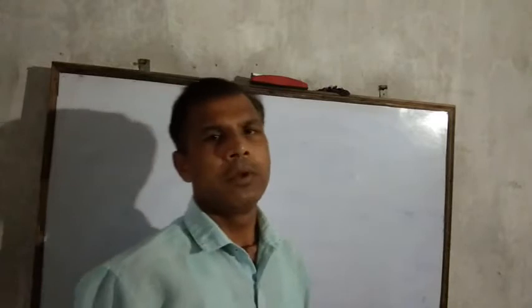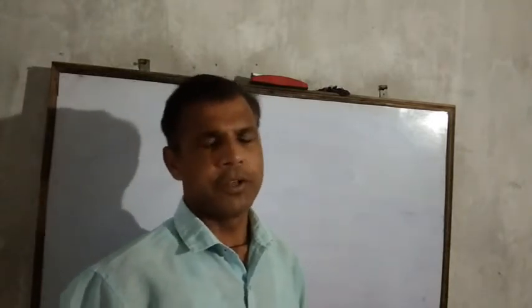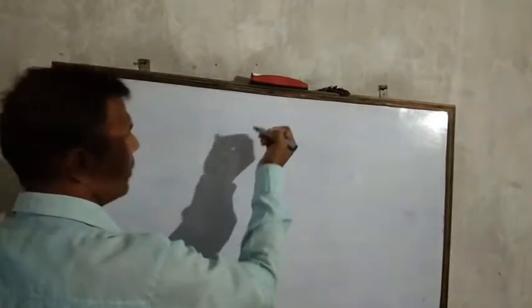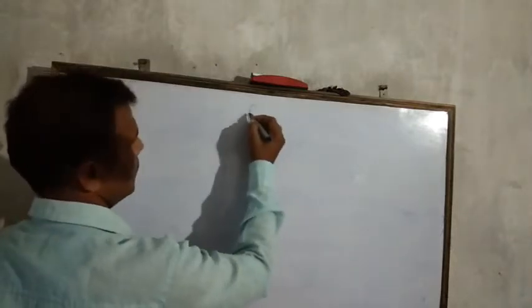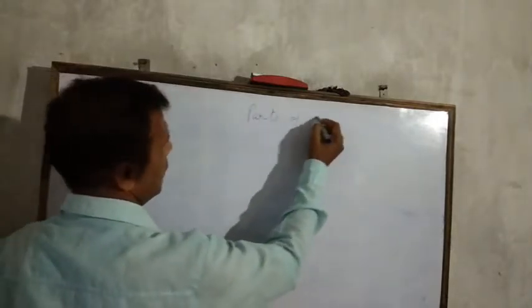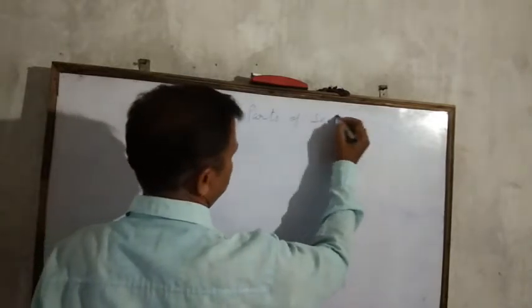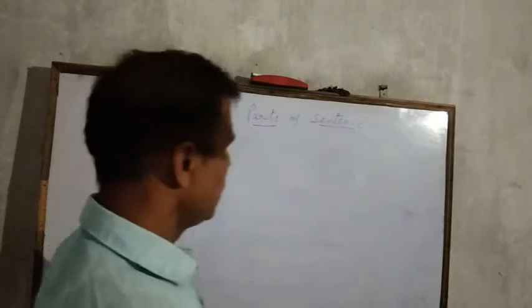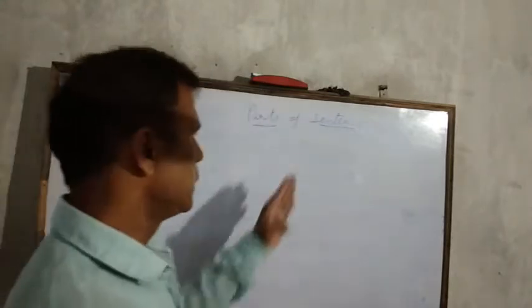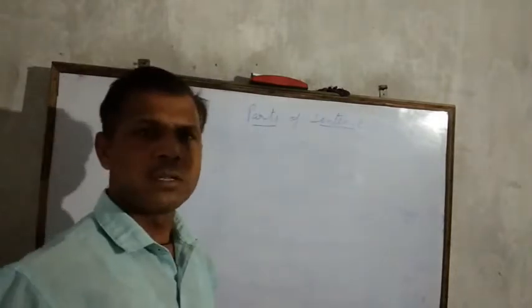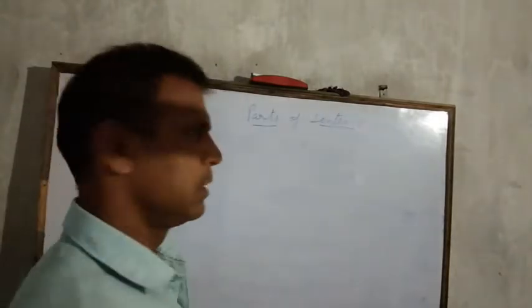Today we will discuss subject and predicate. This is the topic of class 9th and 10th English language. The first chapter of this section is parts of sentence. In this topic you will know what a sentence is and what its parts are. So students, let us discuss the sentence.